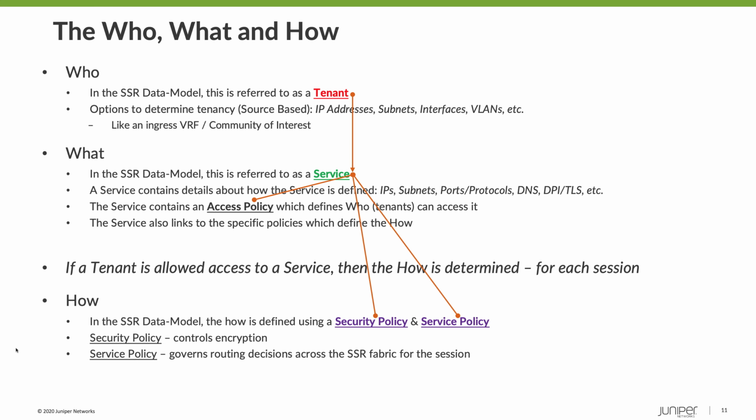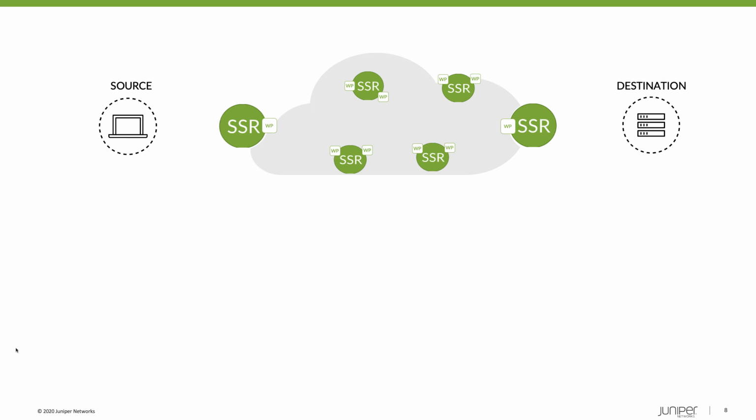So with the key components of the data model in mind, how do we actually process a session? Here we have a couple of Session Smart Routers, and they're going to be peering with each other using secure vector routing, and they're going to create a session-aware networking fabric. So essentially what amounts to a distributed stateful firewall.